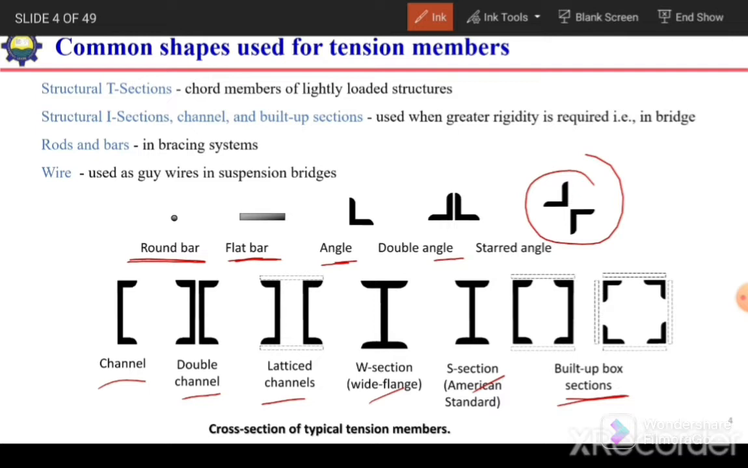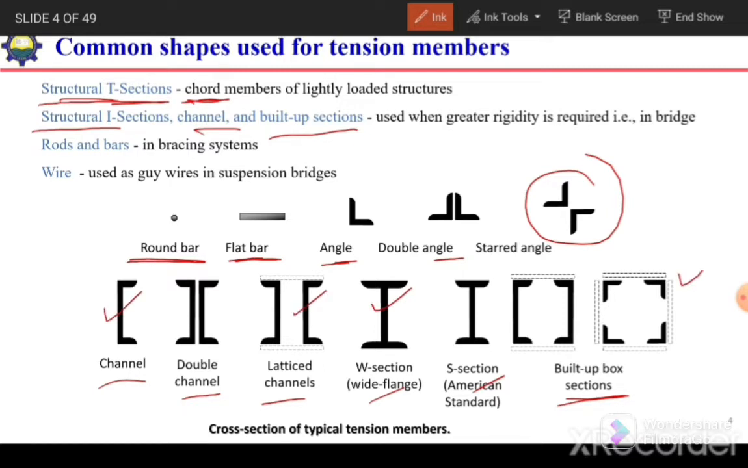So many sections or different possibilities are there to combine these sections to get good results in case of tension members. Structural T's or T sections are mostly used in case of light structures for the chord members, bottom chord or top chord members of truss. We can use T section. Similarly, I section, channel section or built up section. So W or I section, channel section or built up section.